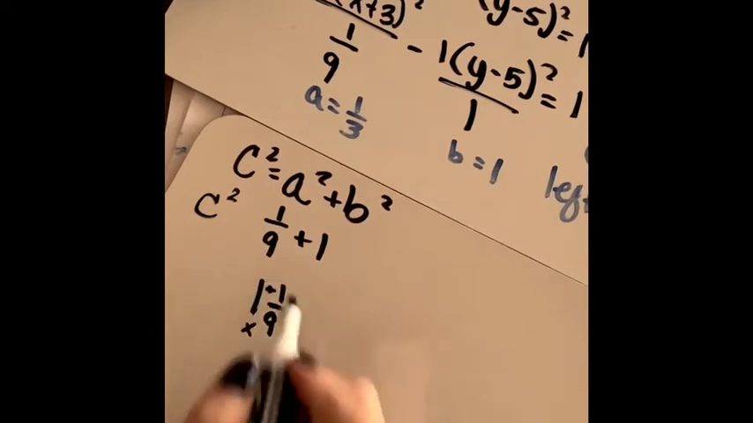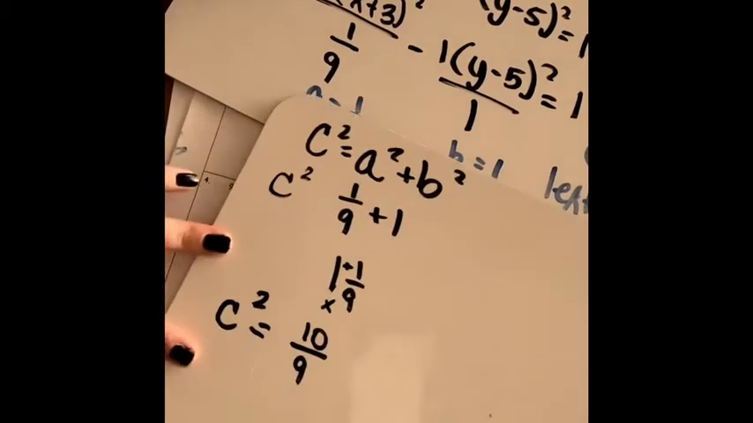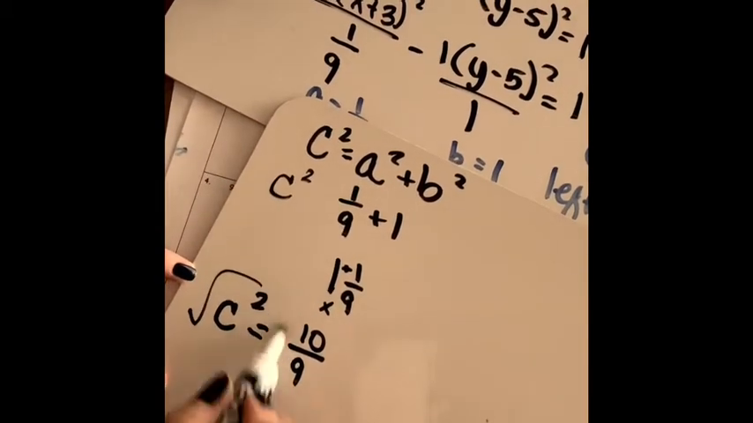But we can rewrite that. We know that 9, remember, you multiply and then you add. 9 times 1 is 9, plus 1 is 10, so you really have 10/9 is equal to c squared. Now we need c by itself, so we're going to take the square root, and we can take the square root of this very easily. We know that 9 is a perfect square, so you have c is equal to rad 10 over 3. So not too bad.